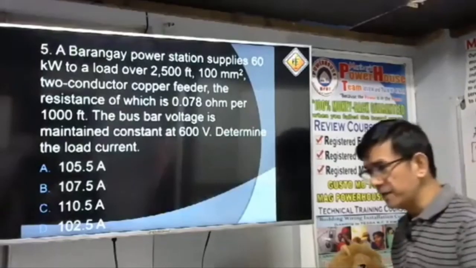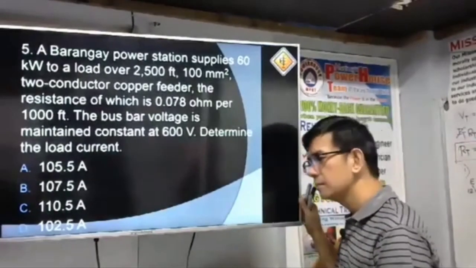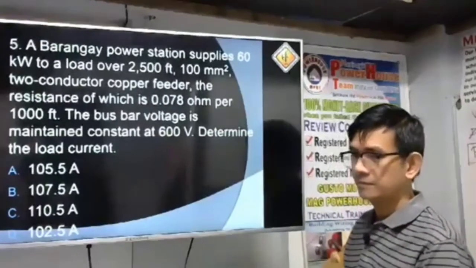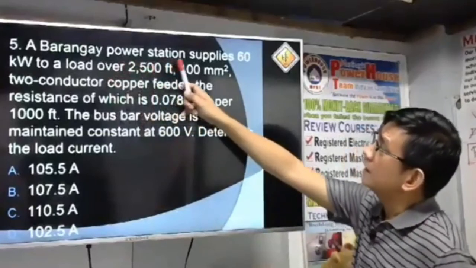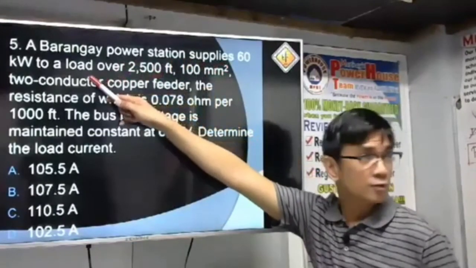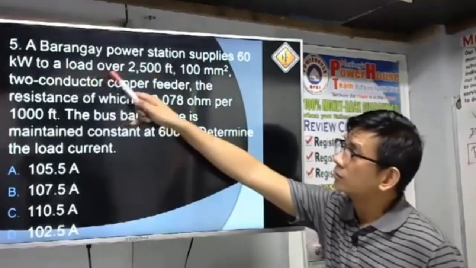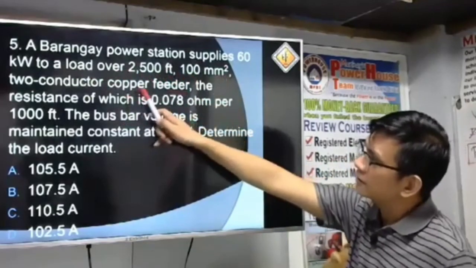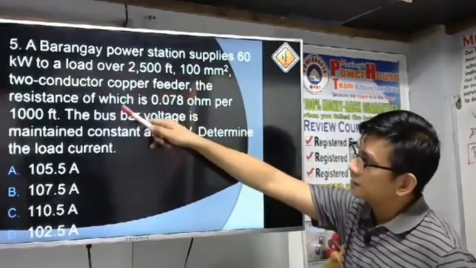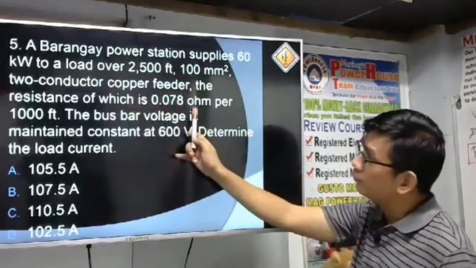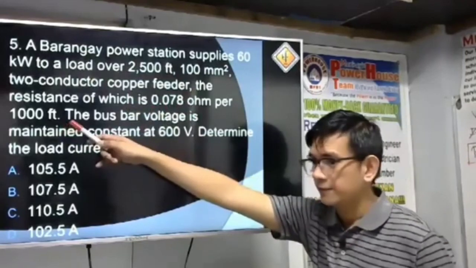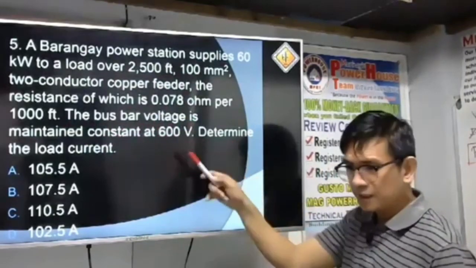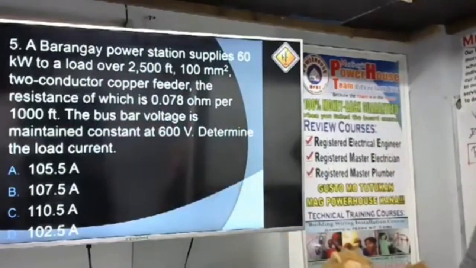Let's go over with number 5 problem. For number 5, a barangay power station supplies 60 kilowatts to a load over 2,500 feet, 100 square millimeter, 2 conductor copper feeder, the resistance of which is 0.078 ohm per 1,000 feet. The bus bar voltage is maintained constant at 600 volts. Determine the load current.